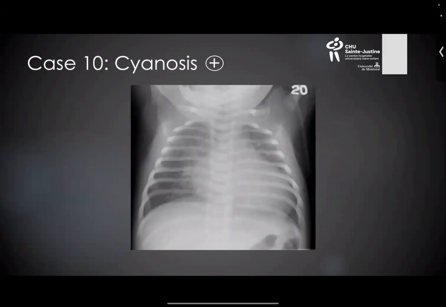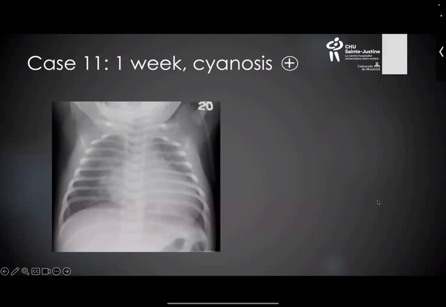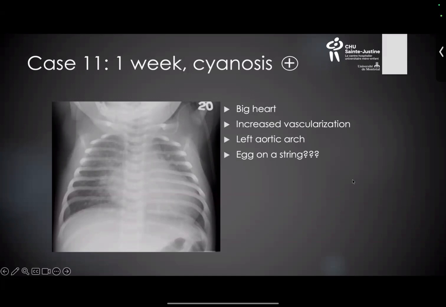Okay, so in that case, you have a little baby. It's a 1-week-old baby already in the ICU or in the NICU, already with a PICC line. He's cyanotic, so it's a blue baby. So what do we have? You have your aortic knob on the left, pulmonary heart apex on the left, stomach on the left, so it's good. The heart is big. It's not small, it's big. And if you check the pulmonary arteries, they look huge. So you have an increased lung vascularization in that case. So big heart, increased lung vascularization, left aortic arch.